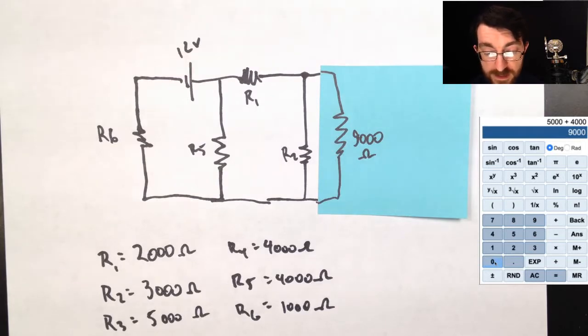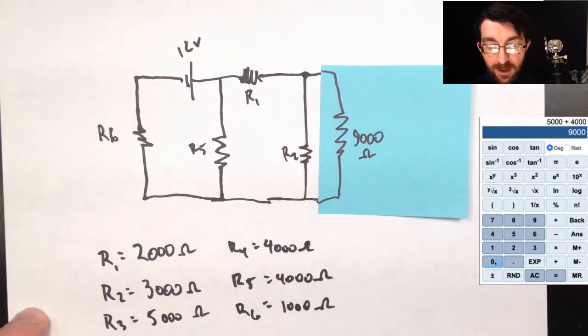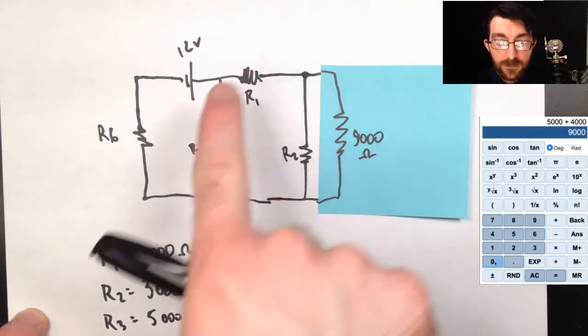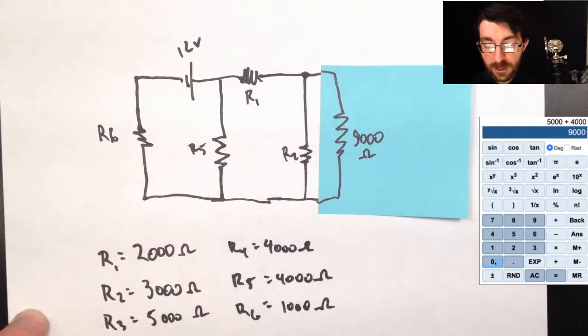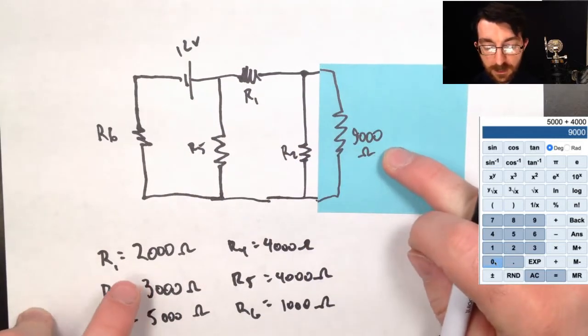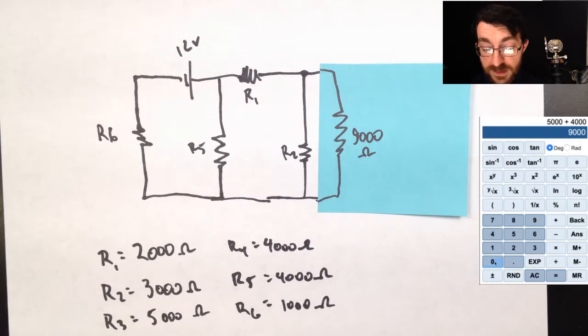Okay, what about next up? So I can see these two in parallel, because if you're going to go along this way, that is a path that you can take. So those two are in parallel. I've got a 9,000 in parallel with a 3,000. So if I'm going to replace those, I need to do the reciprocal adding thing. So let's go ahead and do that.